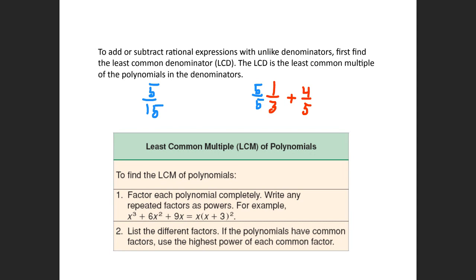So I'm multiplying 1/3 times 1 here. It doesn't look the same, but it is. 5/15 is 1/3. And then over here, I'm going to multiply top and bottom by 3. So that gives me 12/15. And now, common denominator, I can add across the top, keep the denominator the same. So my answer is 17/15. That is where most people are going to make their mistake this week, is when the denominators are not the same.